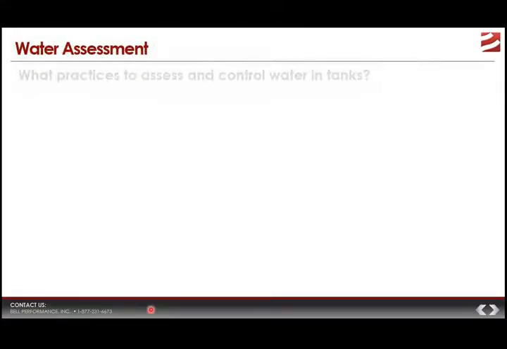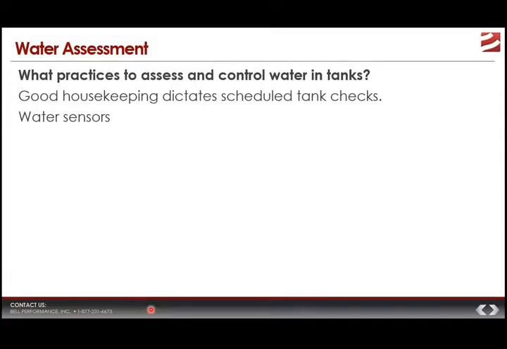So practices to assess and control water in tank. Well, it comes down to having good housekeeping. By good housekeeping basically means checking on the condition of the fuel, checking on the presence of water in tanks. Now, a lot of places have water sensors, and water sensors are a marvelous thing. They will detect the presence of a water phase, and they'll even measure and remotely tell you the data on how much water it detects in a tank, and that's a good thing. But it's not the only thing that should be relied upon.